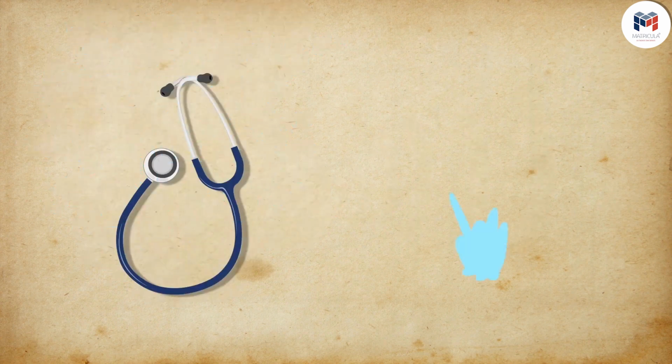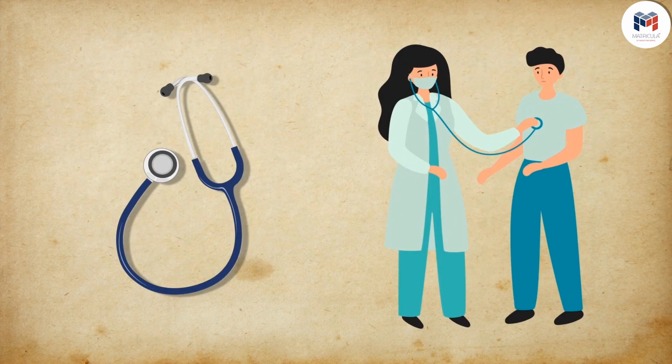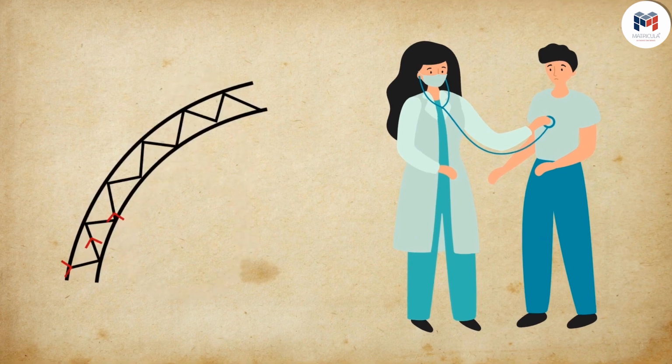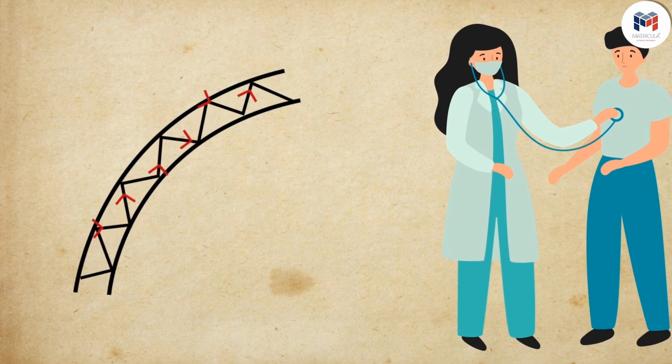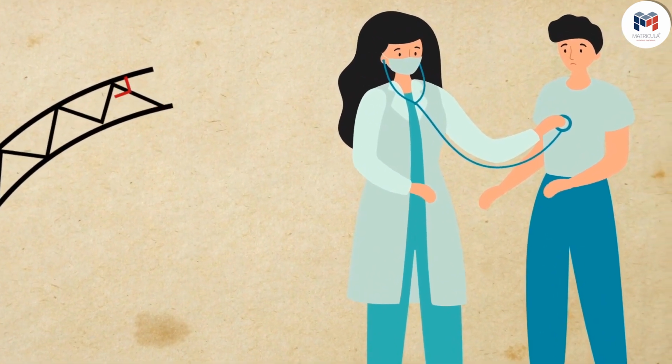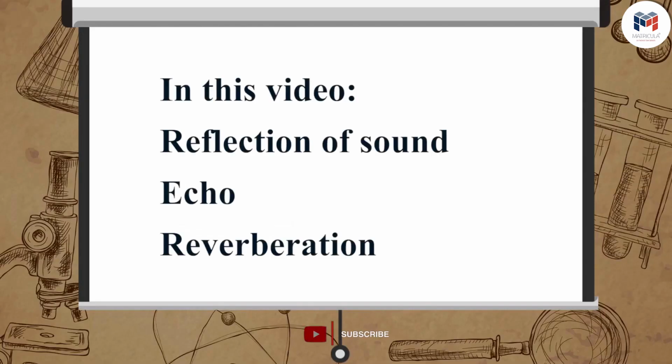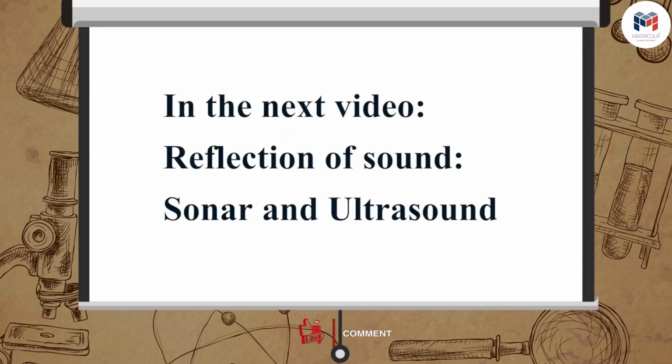Stethoscope, which is used by doctors to listen to the sounds of the heart and the lungs in the human body, is another example of multiple reflection. Here, the sound reaches the doctor's ear after going through multiple reflections. In this video, we learned about reflection of sound, echo, and reverberation. In the next video, we will learn about sonar and ultrasound.